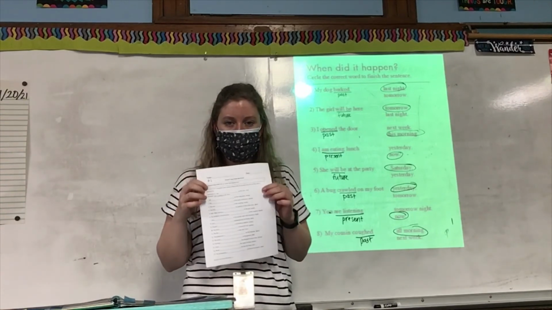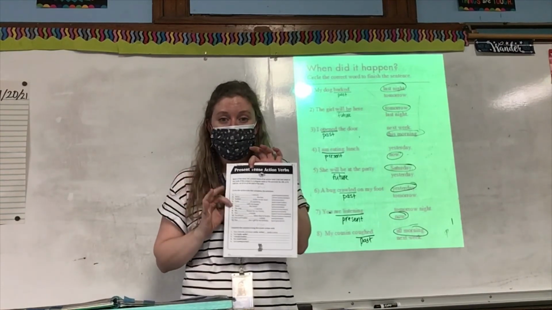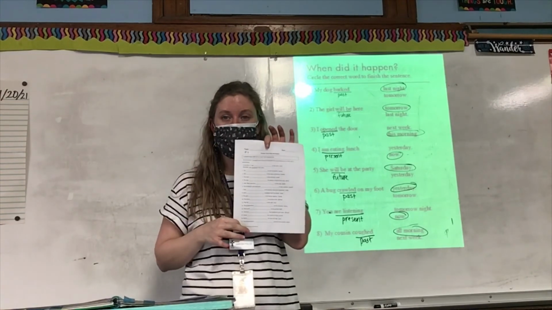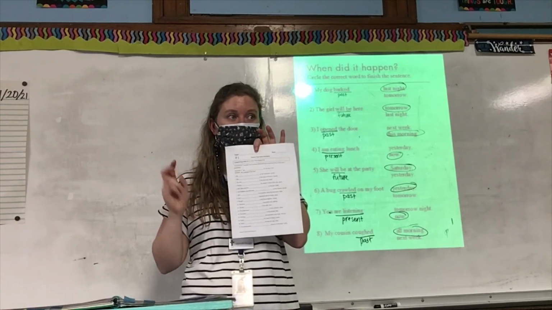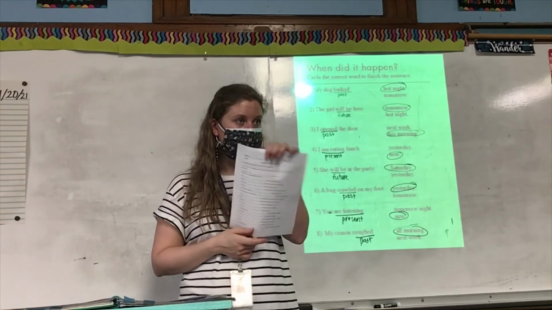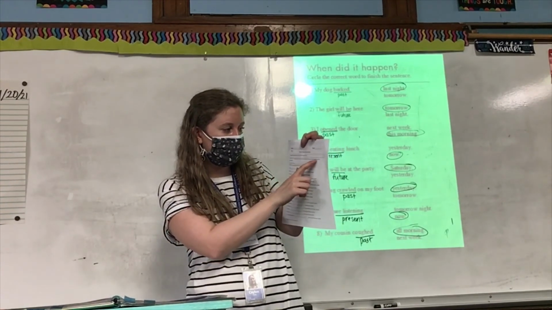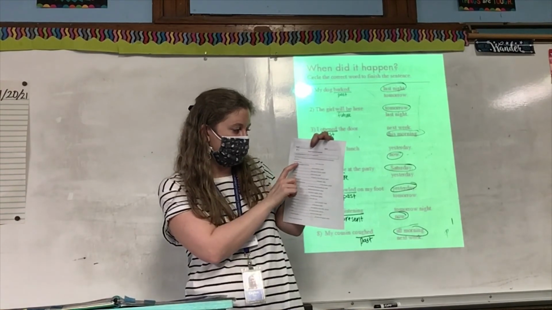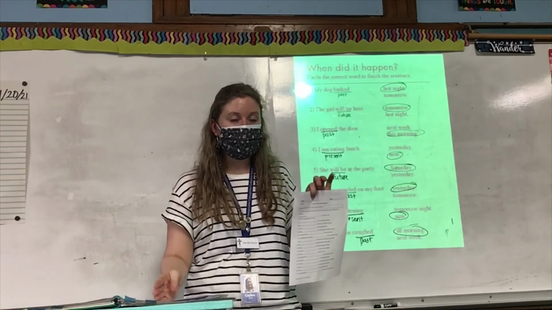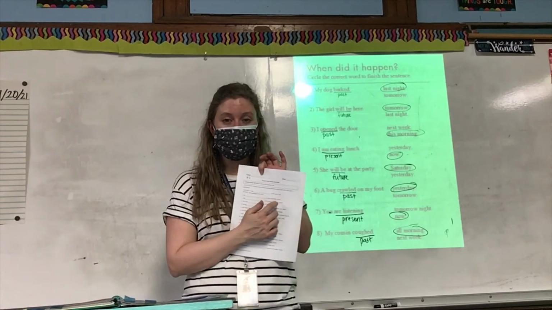On the back. So on the front, we use the S, ES, or no ending. On the back, we will be using the be. The correct form of be is it is, are, am, and then adding ing to the end. So they have an example. It says directions. Complete each sentence below with the present tense form of the verb in parentheses. Remember, you're adding the correct form of be. Are you adding is, am, or are? And then adding ing to the end of the verb.